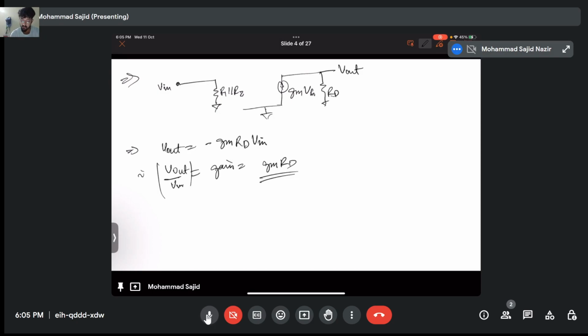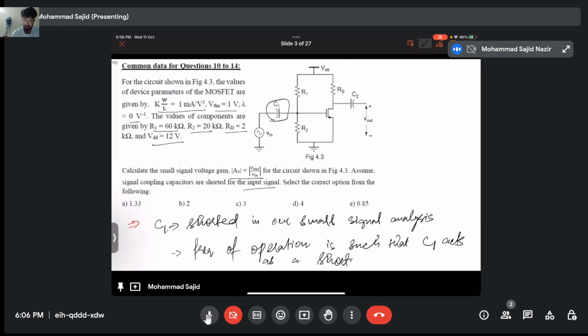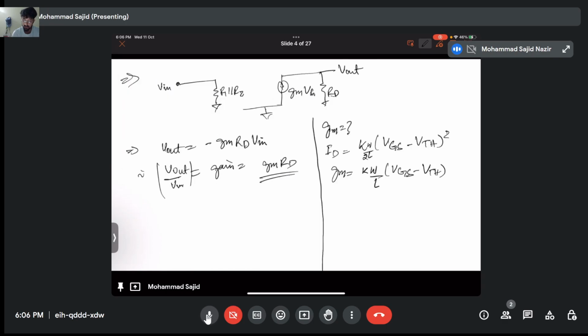Now you have to calculate gm. What is gm? We know ID is K (VGS minus VTH) whole squared, and gm is the derivative of it. So this will be K W by L times (VGS minus VTH). And now K W by L is given, that is 1 milli.